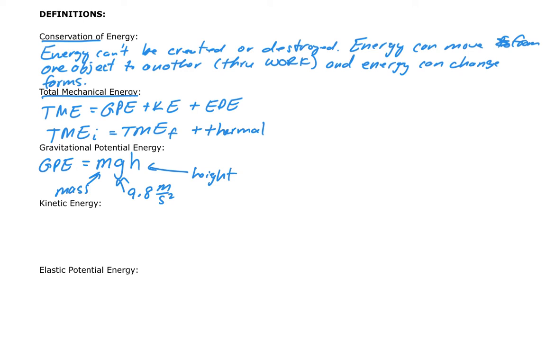Now let's go ahead and talk about some units here as well. So if GPE is mass times G times height, remember G is just 9.8 meters per second squared. Let's take a look at our units. The units we're going to use for mass is always going to be kilograms. G is going to be meters per second squared, and height is going to be meters. So we end up with units for GPE of kilogram meters squared per second squared.